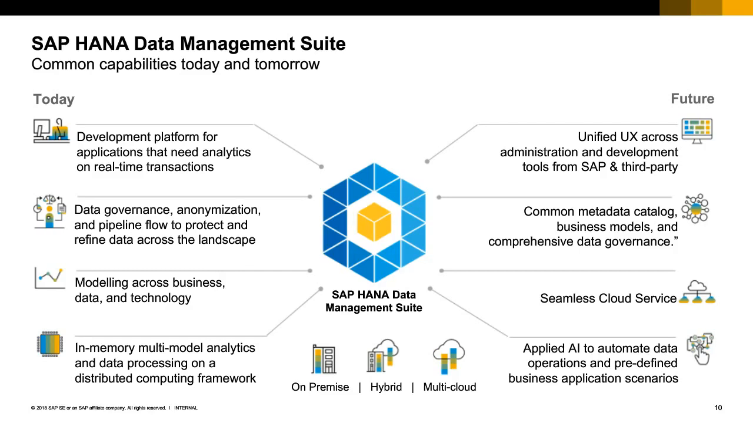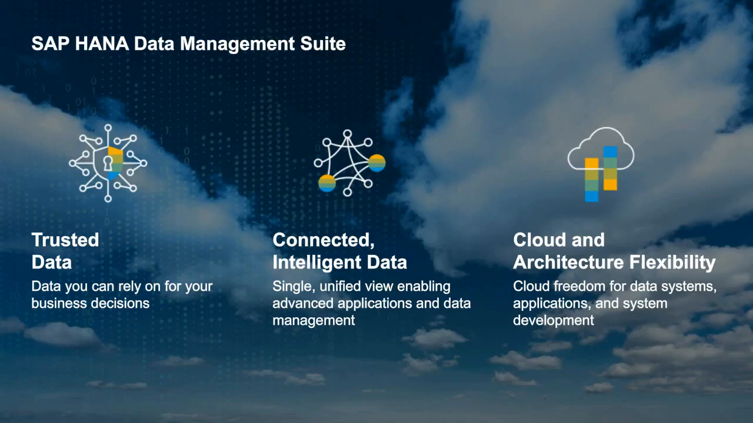Okay, so the three messaging pillars for the HANA Data Management Suite are trusted data, connected, intelligent data, and cloud and architecture flexibility. I'm hoping you can see the slide. So we're making sure you can trust your data, that you've got all of it, and it's in a format you can make decisions with. And for the IT department, you've got the flexibility to create the next generation of data landscape.